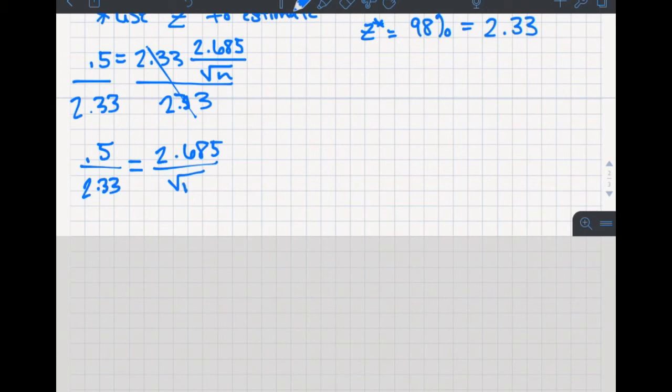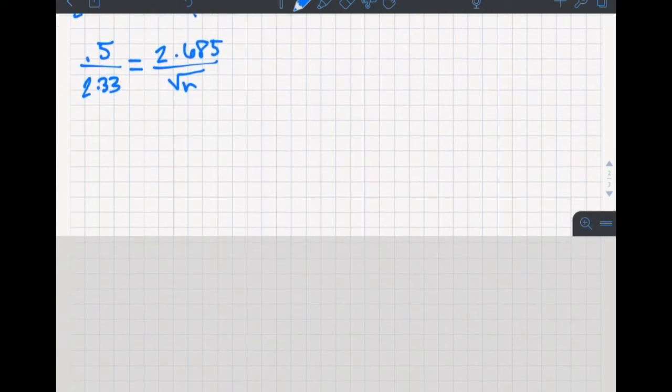Now, I could cross multiply and divide by 0.5, but something to note is that I'm going to go ahead and convert this side into a decimal. And so we're going to do 0.5 divided by 2.33, and that decimal is 0.21459, which equals 2.685 divided by the square root of n.